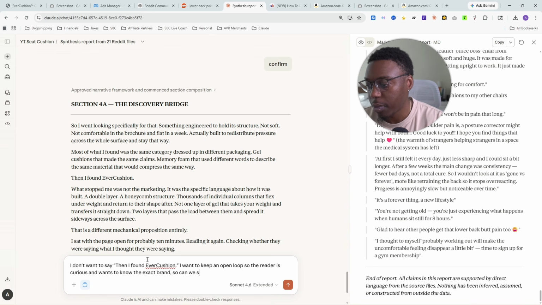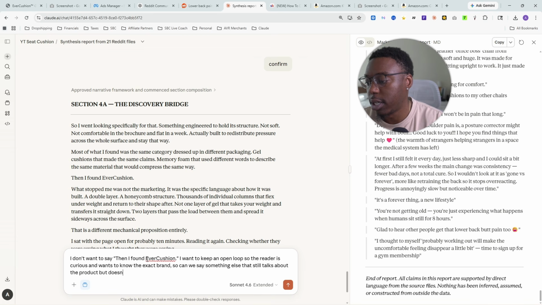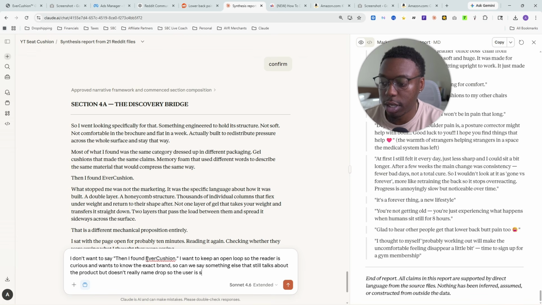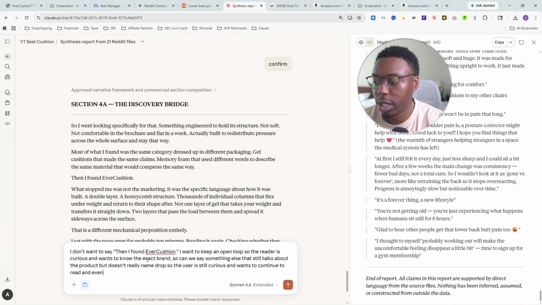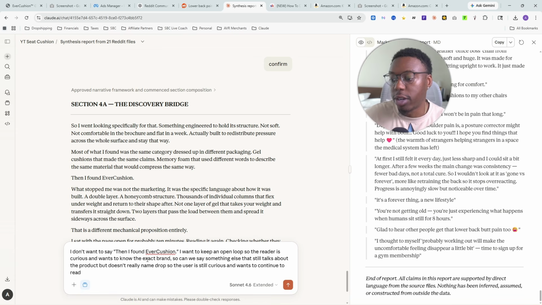So can we do something else that still talks about the product, but doesn't really name drop, so the user is still curious and wants to continue to read and eventually wants to know the specific brand. Let's just leave it at that, actually. So I'll say, I don't want to say, then I found Evercushion. I want to keep an open loop so the reader is curious and wants to know the exact brand.